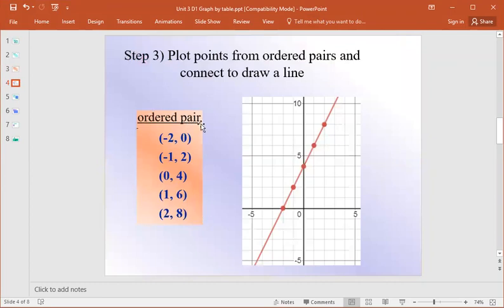So using our ordered pairs from the prior slide, we take and we graph each ordered pair. Negative 2, 0, negative 1, 2, 0, 4, 1, 6, and 2, 8. And last but not least, we draw a line to connect the points. If all of the points are in the straight line, then that means our point values are correct. But if one was not on the straight line, it means that we made a mistake and we need to go back and see what its value should be.